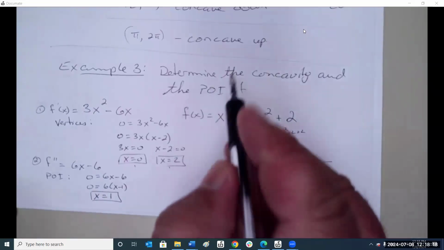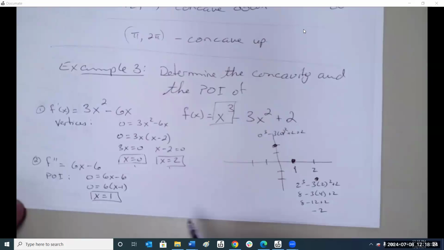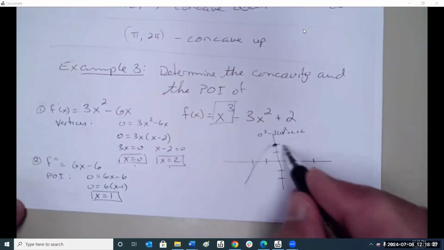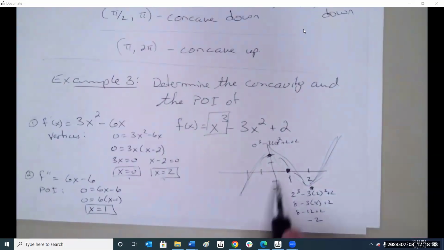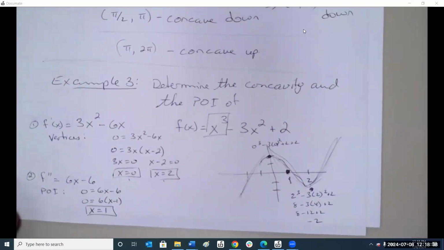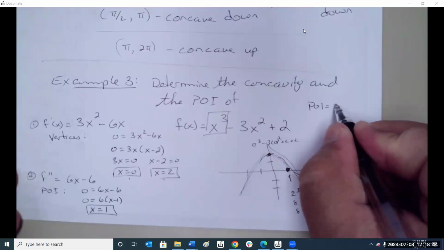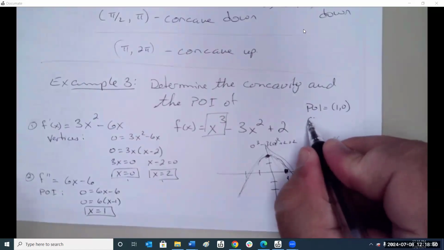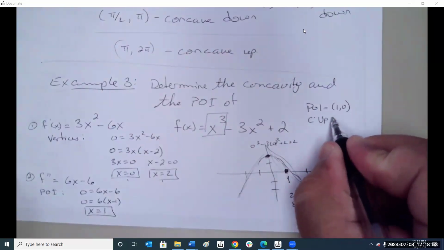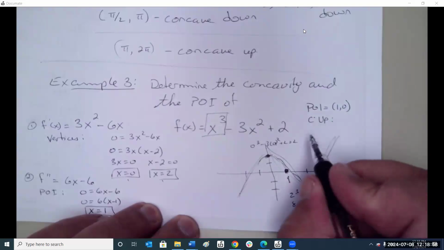We know that this is a cubic function. It's an increasing function. So that means this graph has to look like this. The POI is at 1, 0. It is concave up. Where is it concave up? Where is it concave down?